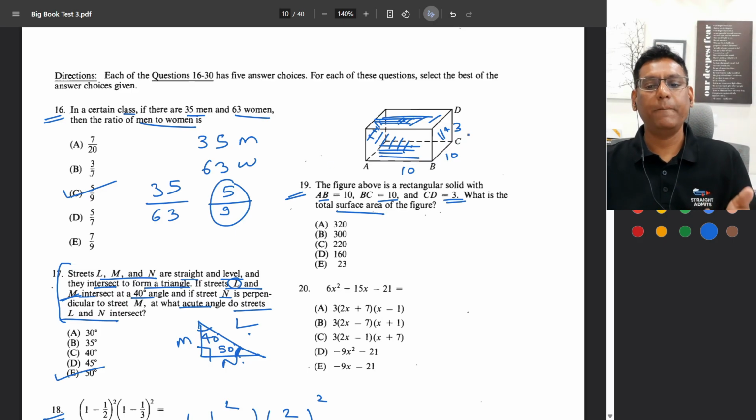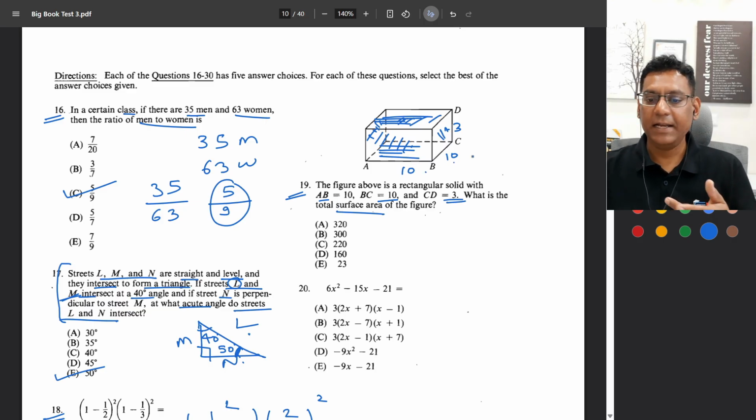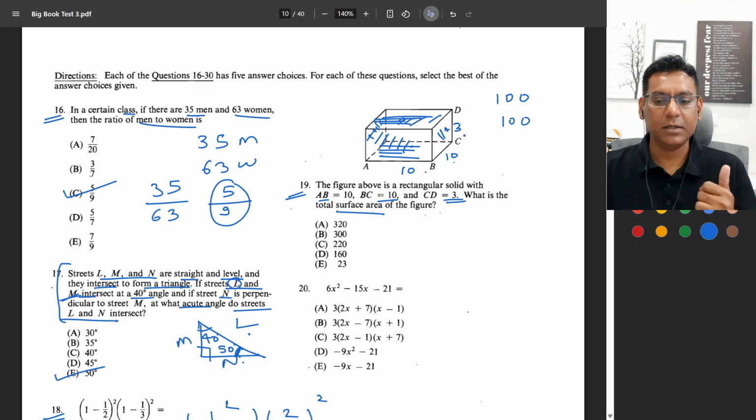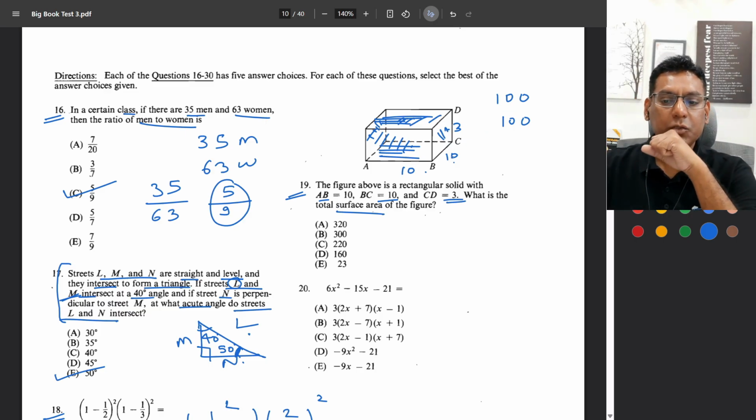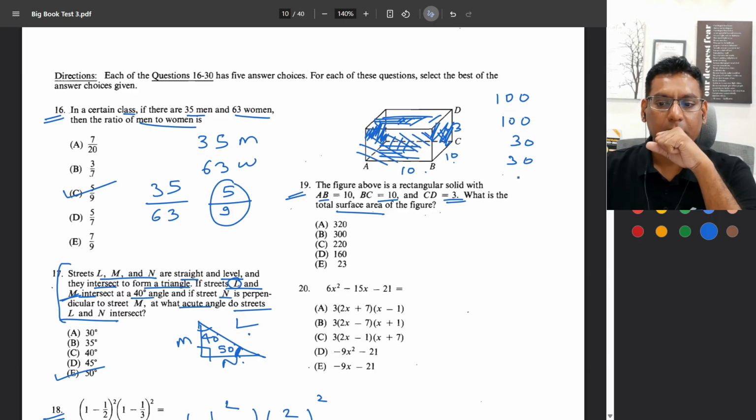So let's first do top and bottom. The top and bottom is going to be 10 into 10, so that's 100. That's bottom. Top is also going to be 10 into 10, that's 100. And the side areas will have to do four of them differently. Okay, so let's look at this area. So this is going to be 3 into 10, that's 30. There's also going to be another 3 into 10 this side, so that's another 30. And how about this? This is going to be 10 into 3. Okay, 30, 30.